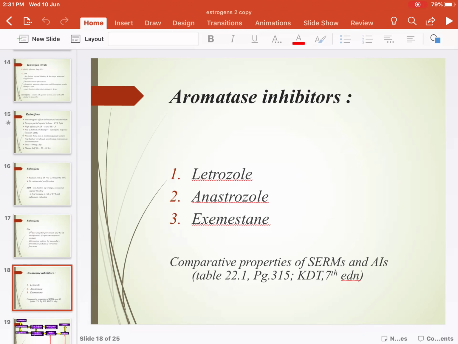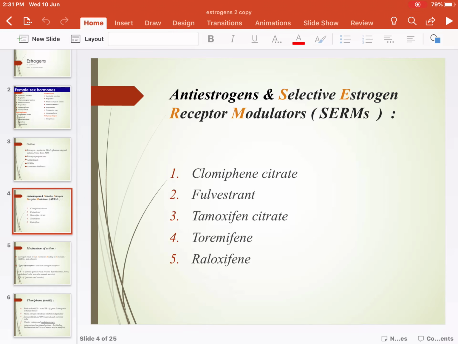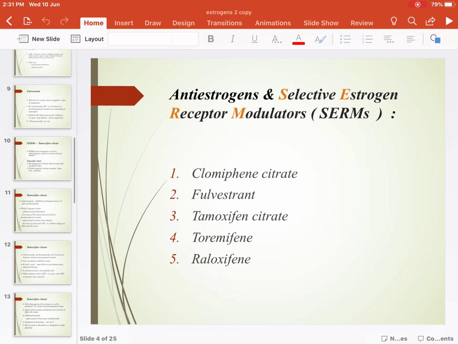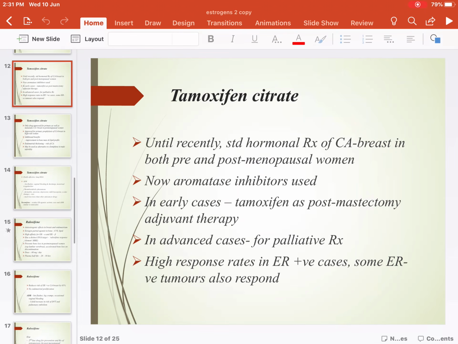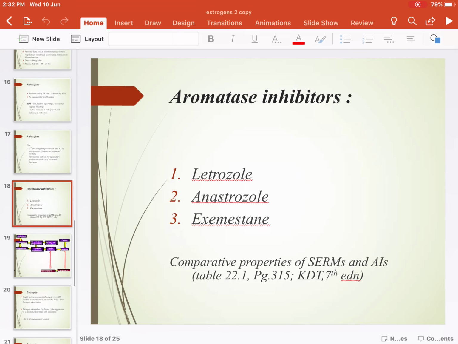So coming back to the next group. Before that, let's just go through the drugs we learned. We learned about anti-estrogens, that is clomiphene citrate and fulvestrant, and we also learned about SERMs, selective estrogen receptor modulators, that is tamoxifen and raloxifene. Now let's look into the other group of drugs, that is aromatase inhibitors. What are the drugs? Letrozole, anastrozole, and exemestane. So let's look into these.